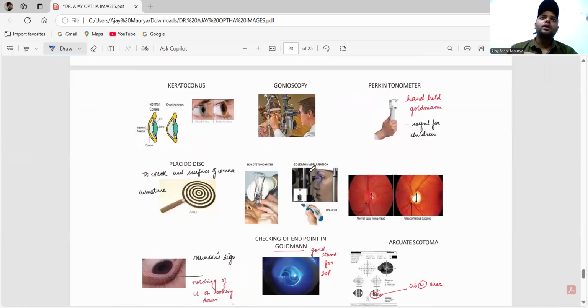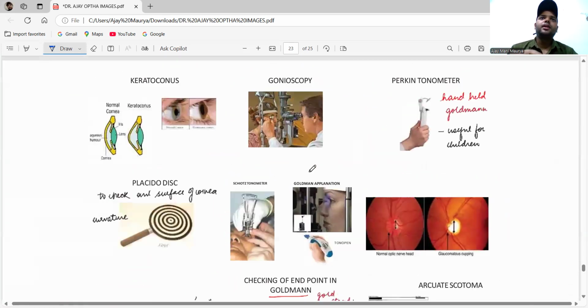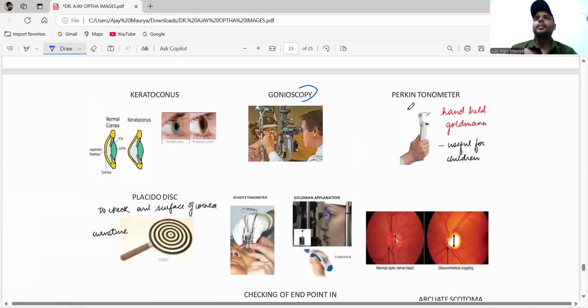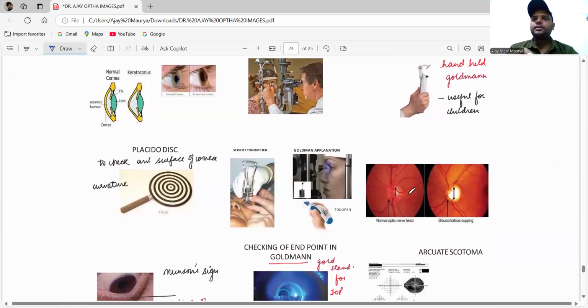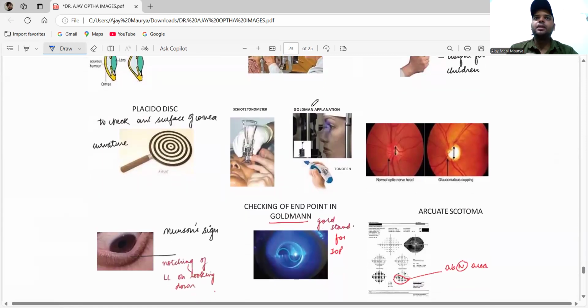This is keratoconus, guys. Everyone knows this one, I think. This is gonioscopy. This is the Perkins tonometer. And the important one is the Goldmann applanation. This is the gold standard. They will ask which is the gold standard, meaning they're asking for Goldmann applanation. Sometimes they will not give the name Goldmann, they just give the applanation.